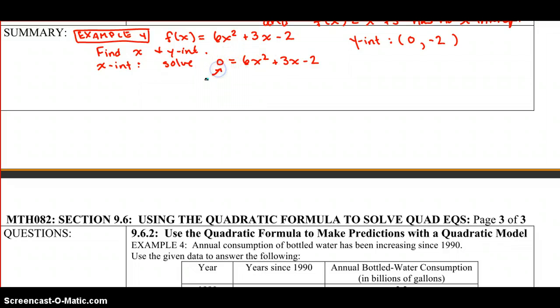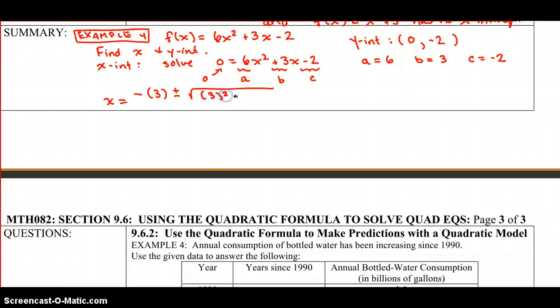So again, to use the quadratic formula, we need this to be 0, and then the coefficient on x squared is a, the coefficient on x is b, and our constant term is c. So in this case, a is 6, b is 3, and c is negative 2. So when we put these through the quadratic formula, we're going to get x equals the opposite of b plus and minus the square root of b squared minus 4ac, all over 2a.